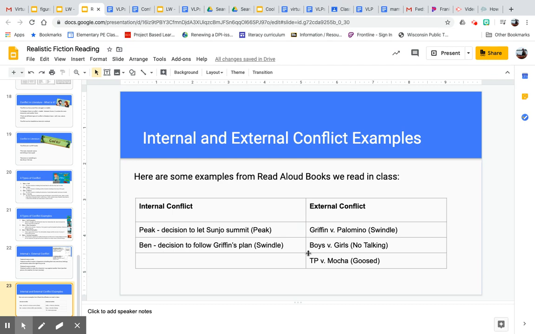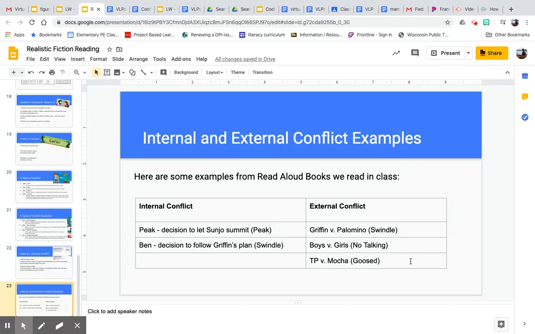When we look at external conflict, it's outside conflict, right? Person versus person, Swindle. Griffin and his team against Palomino, good guy versus bad guy. Look at the book No Talking that we read earlier in the year by Andrew Clements. It's an external conflict, the boys versus the girls. Who can talk less? Who can win the contest, right? There's that competition going on between two groups.